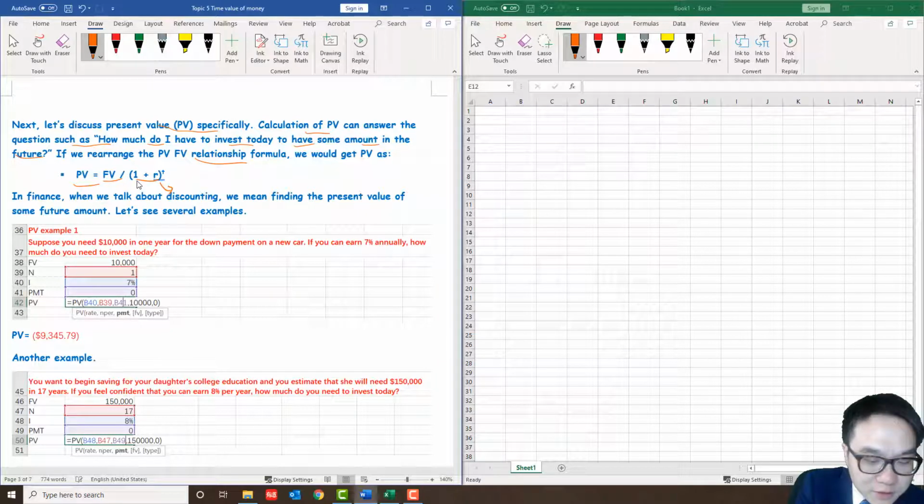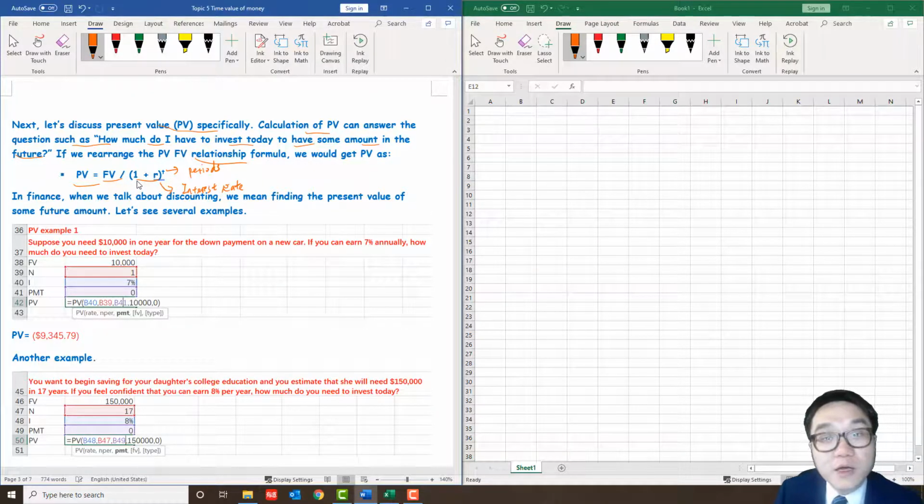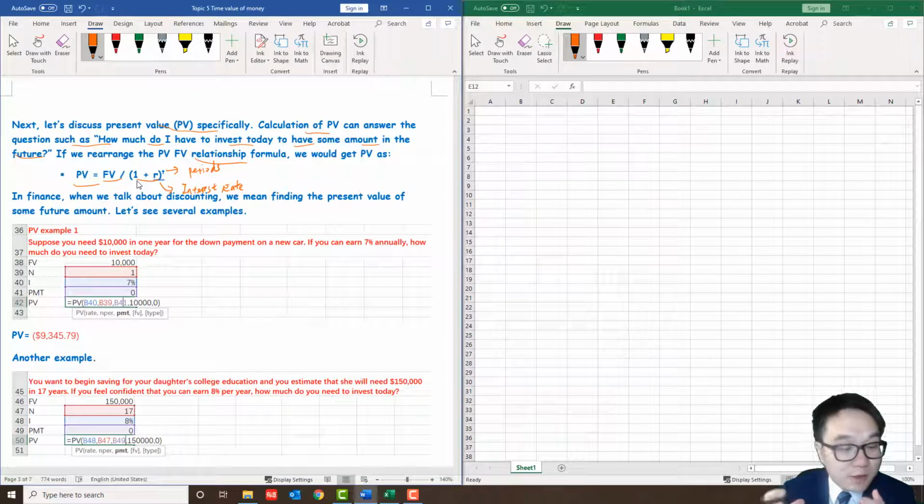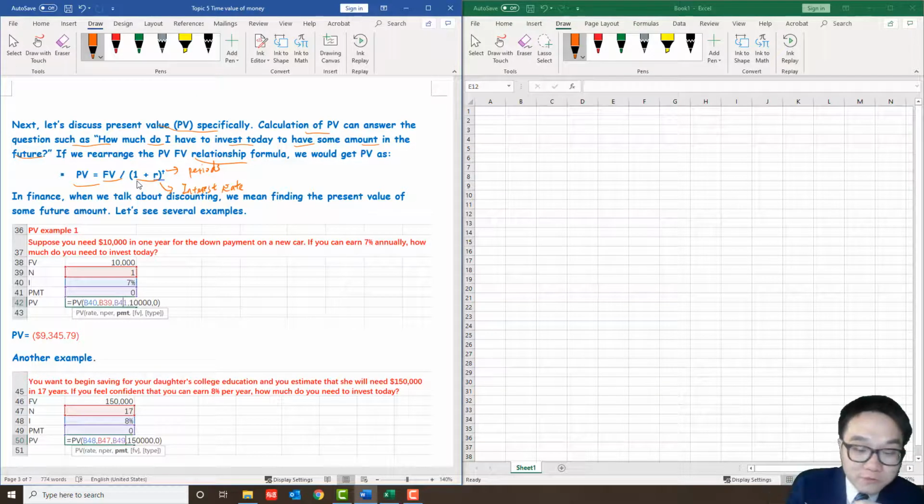This R here is the interest rate. This T here is the time period, the periods. This period could be yearly, could be quarterly. If it's quarterly, say the duration is 4 years, and if this interest is compounded quarterly, then you're going to use 4 years times each year has 4 quarters, right? 4 quarters. So in total, it's going to be 16 periods.